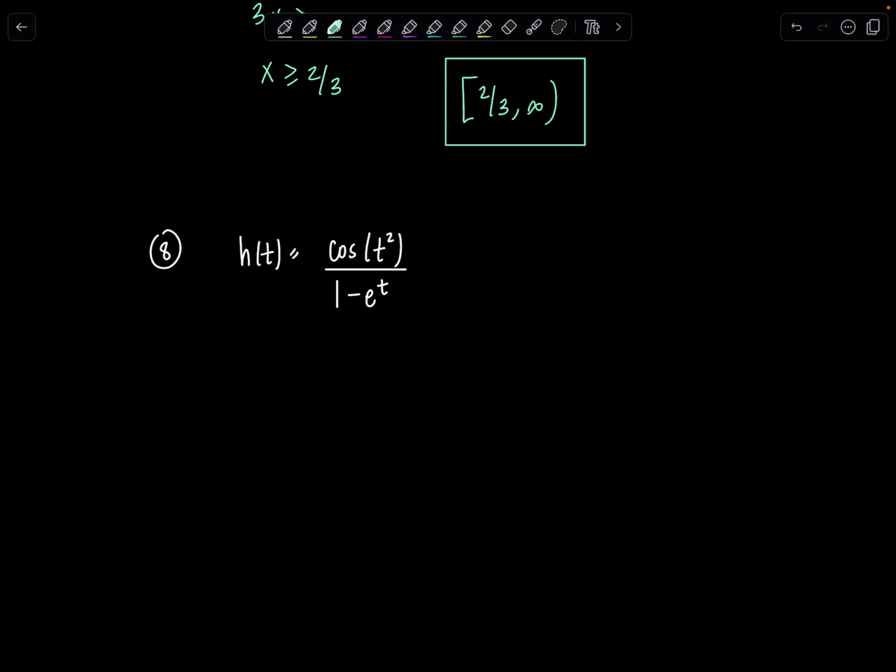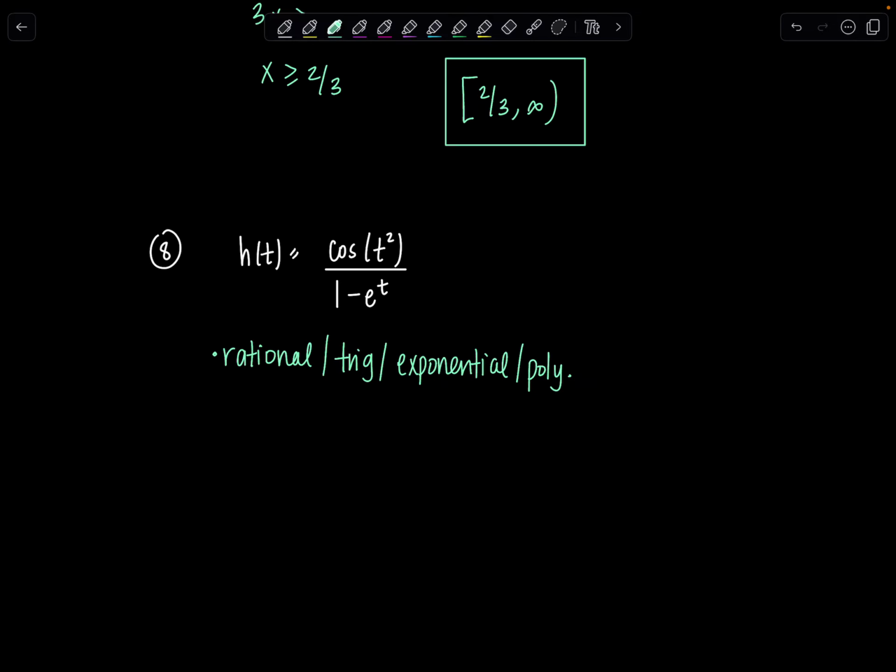Okay, h of t equals cosine of t squared over 1 minus e to the t. So what is h? It's like a combo. Rational function, trig function, exponential function. You've even got that t squared. Technically, we could say it's a little bit of a polynomial.